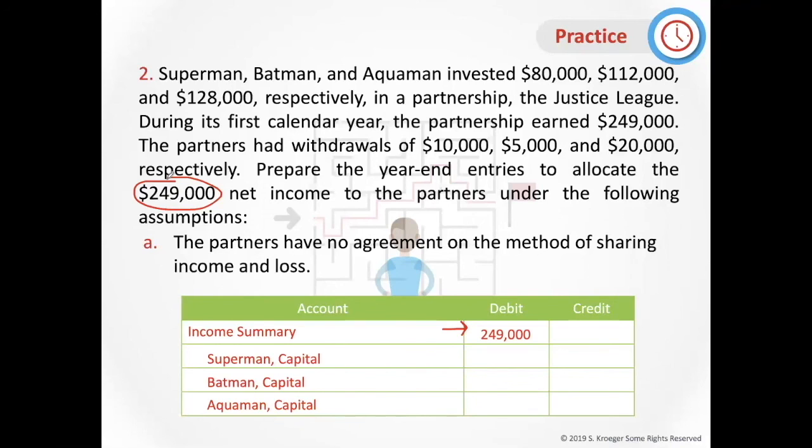Since it's equally, we'll do $249,000 divided by the 3 partners, which would be $83,000 each. Superman's capital will increase by $83,000, Batman's and Aquaman's as well. Then if they want, they can withdraw these funds out.